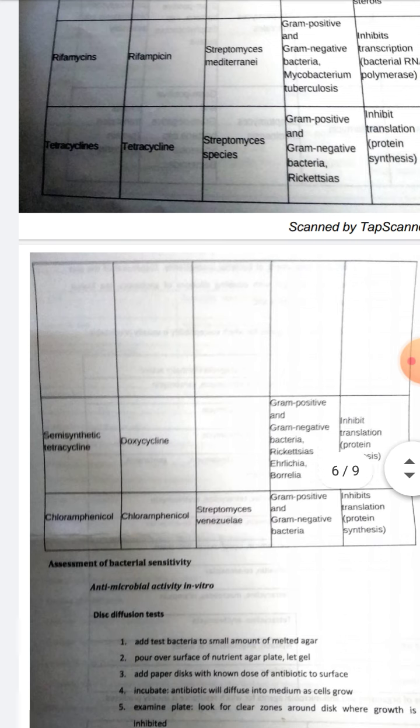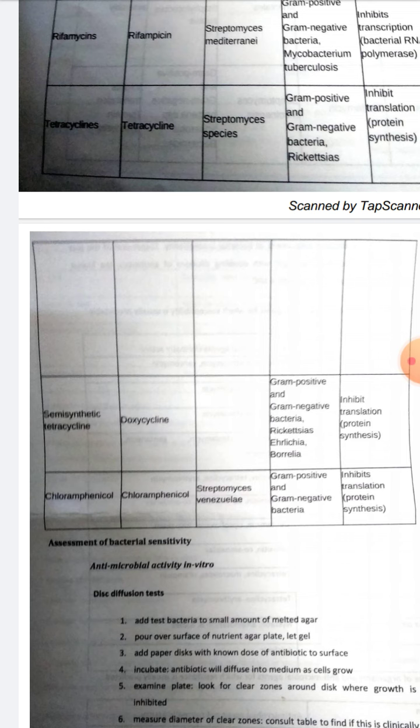Next we have semisynthetic tetracycline. So it is a class of medications which works by preventing the growth and the spread of bacteria. Example is doxycycline. The source is not mentioned, and it is effective against gram-positive and gram-negative bacteria and inhibits protein synthesis.